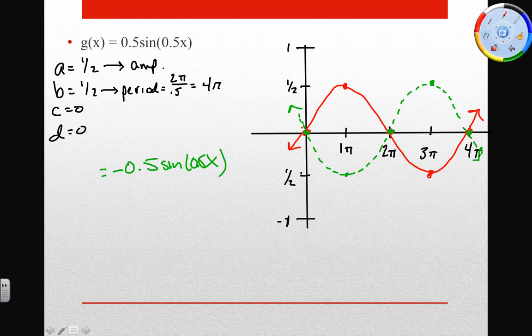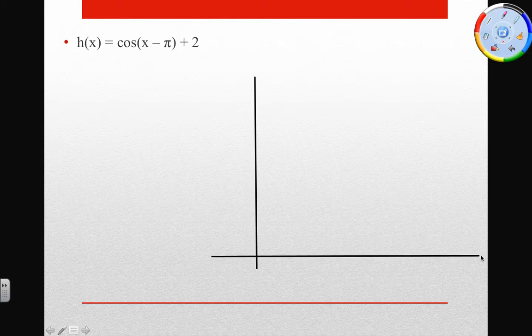Okay, moving forward. Cosine now. So cosine of x minus pi plus 2. So you notice now there's some vertical shifting going on and some horizontal shifting going on. Because I'm going up 2, my y-axis doesn't really need to be very visible. It needs to be down at the bottom.